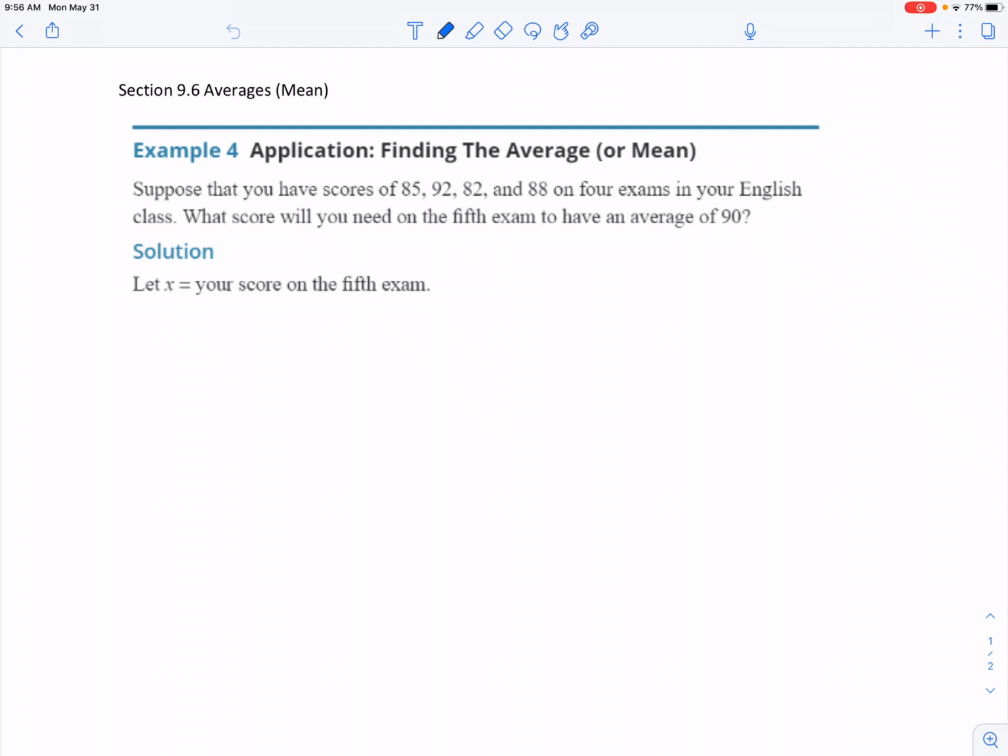Again, I'm still working in section 9.6 on the application problems. I've already done distance, rate, time. I've already done cost, and I've already done interest. This is the fourth one, which is in this section, which is on averages. I think these are actually pretty simple, so I'm only going to work one of these.